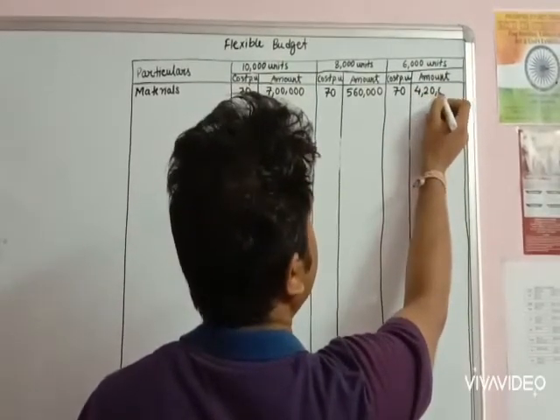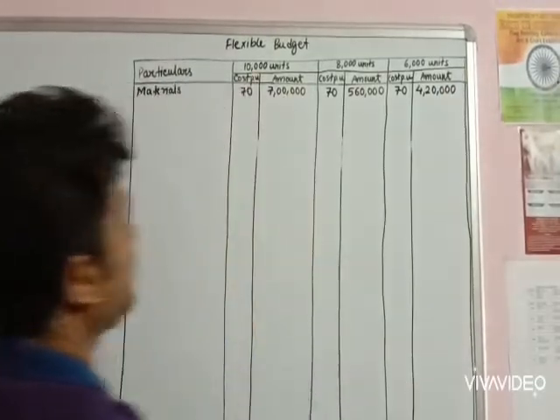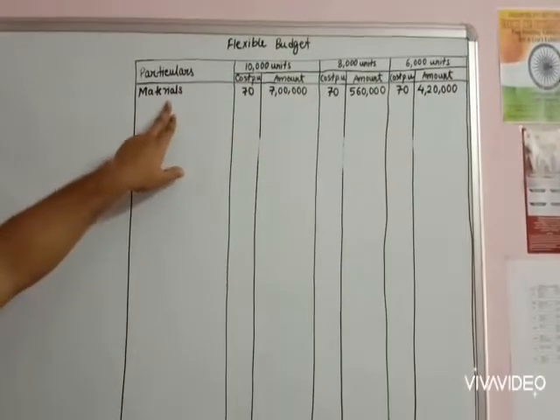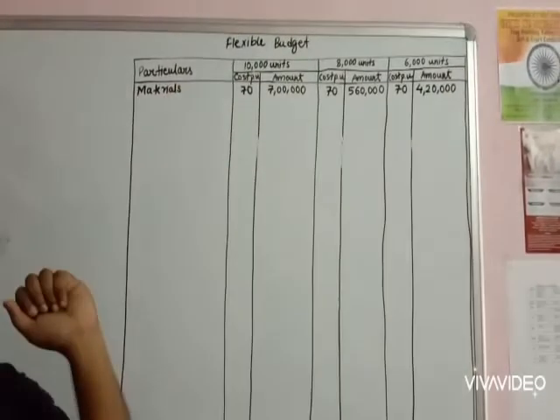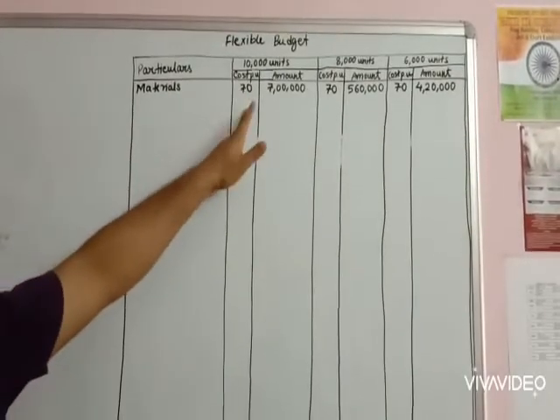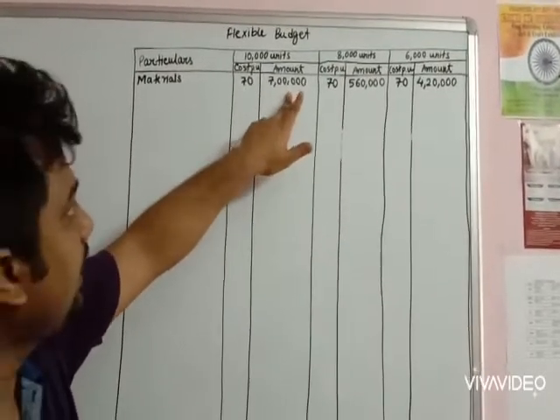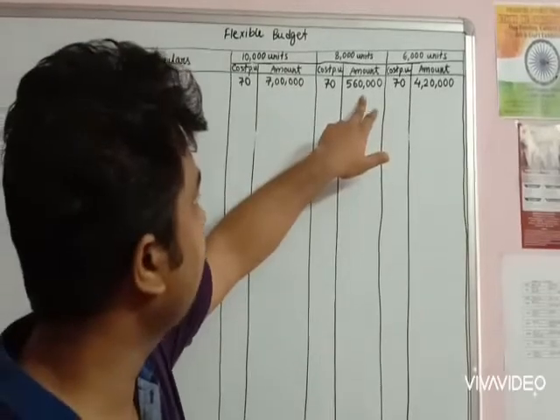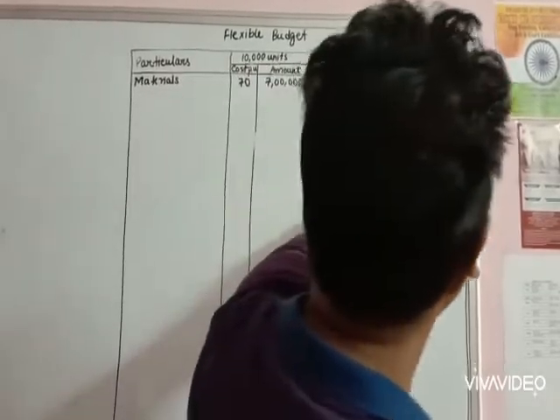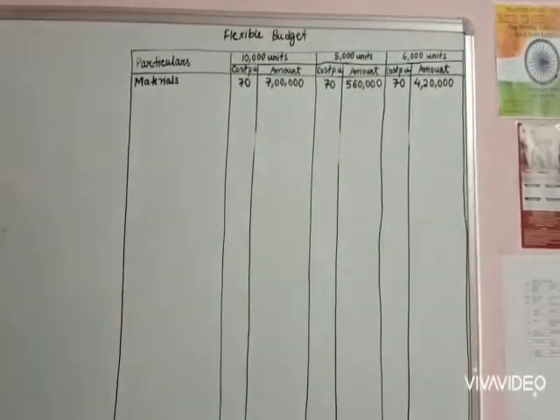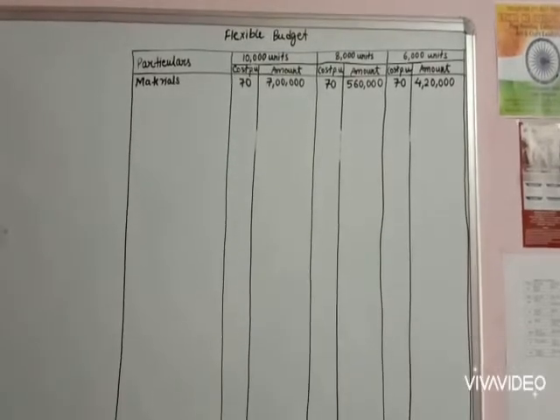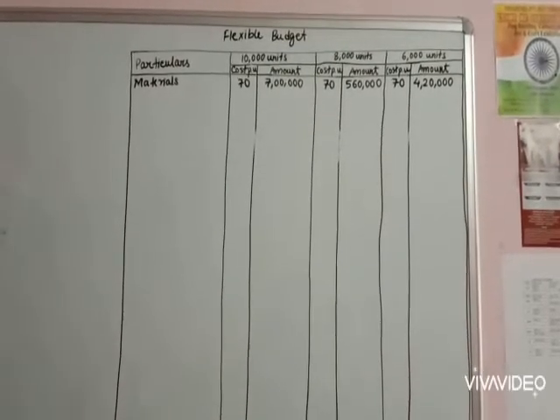It comes up to be 4,20,000. So this is the first item of expenditure, that is material cost. Per unit 70, for 10,000 it's 7 lakh, for 8,000 it's 5,60,000, and for 6,000 it's 4,20,000. Now we move on to the next item of expenditure, that is labor cost.